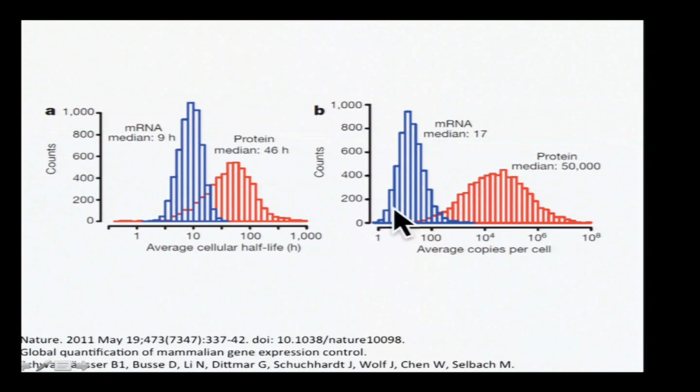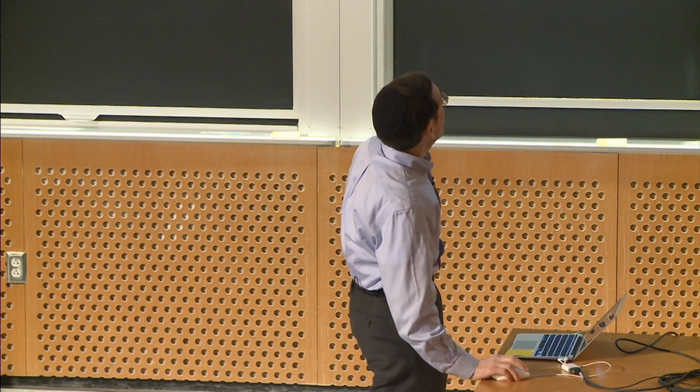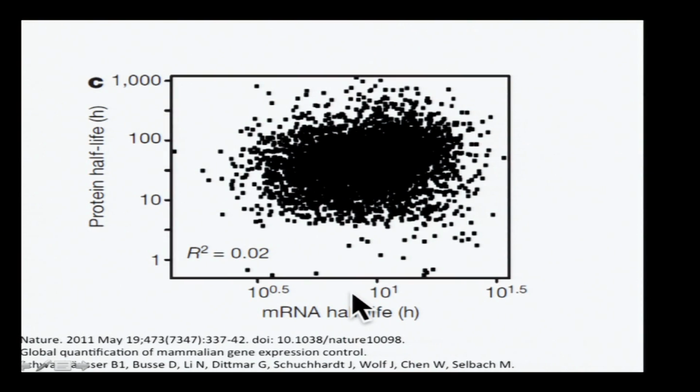And then here are the abundances. So you can see that the range of abundance for average copies per cell of proteins is extremely large, from 100 to 10 to the 8th copies per cell. Now, if you look at the degradation rates for protein half-lives and RNA half-lives, you can see there's no correlation. So these are completely independent processes that determine whether an RNA is degraded or a protein is degraded.